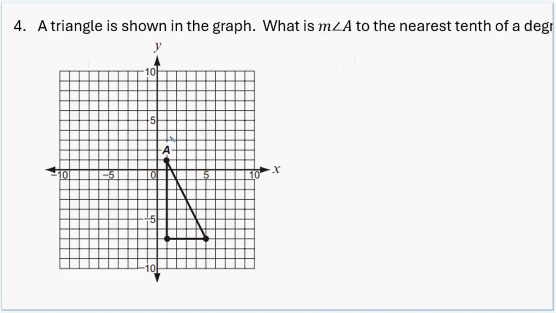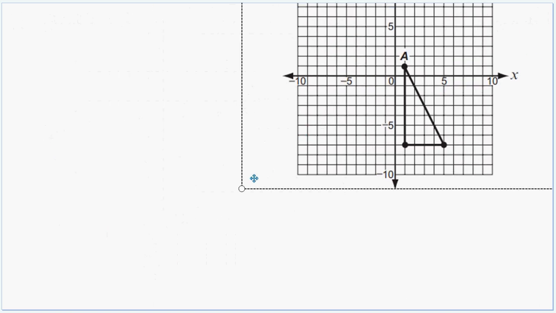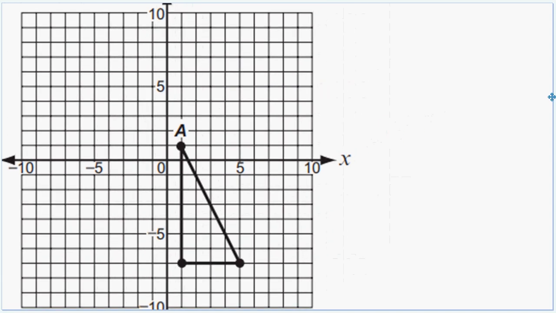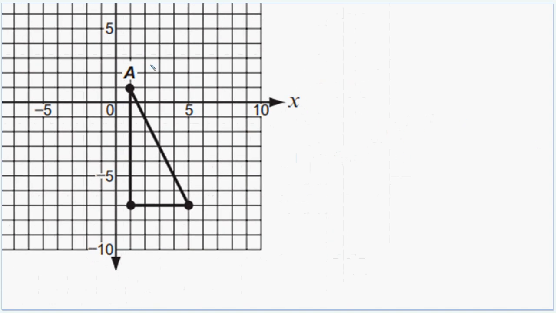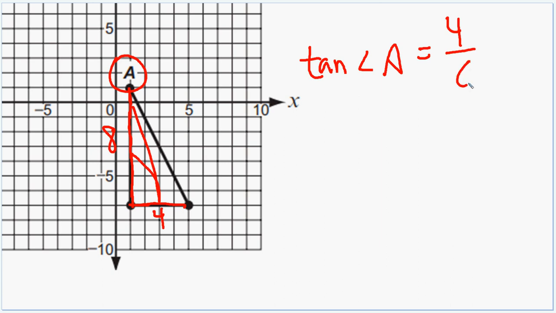All right, let's see what number 4 looks like. Measure of angle A to the nearest tenth degree. So let me blow this up a little bit here. We want to find the measure of angle A. And the sides we can easily count is this one: 1, 2, 3, 4, 5, 6, 7, 8. This side is length 8, and this side is length 4. So if we're at A, we have the opposite, we have the adjacent. That means tan. The tan of angle A is 4 over 8.